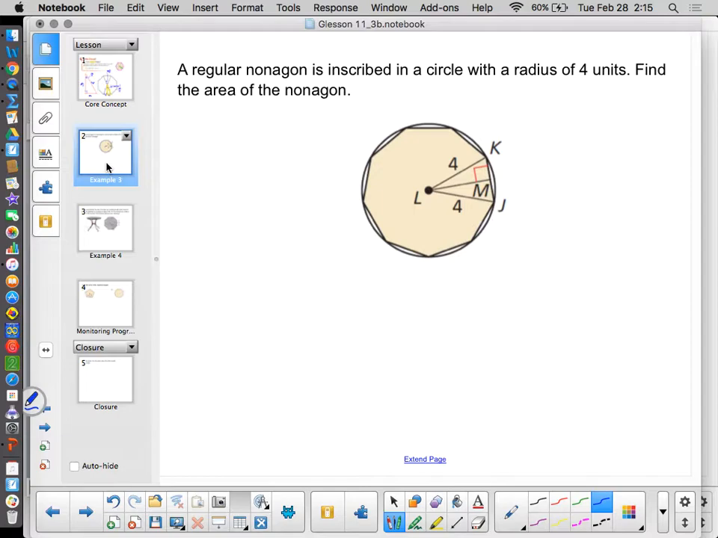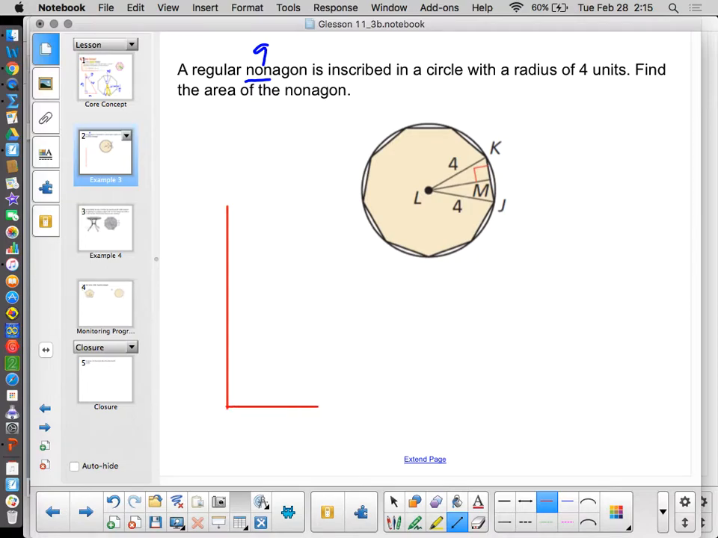Let's take a look at an actual example here. Here I have a nonagon. Nonagon means 9 sides. Inscribed in a circle, the radius is 4. So again, what we're going to do is we're going to break out that special triangle in the inside. Whoops, another line. Now I know the radius here is 4. That's the hypotenuse of the triangle.